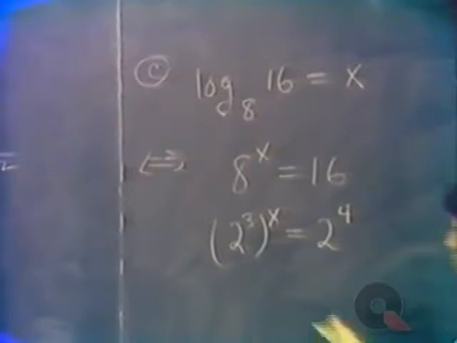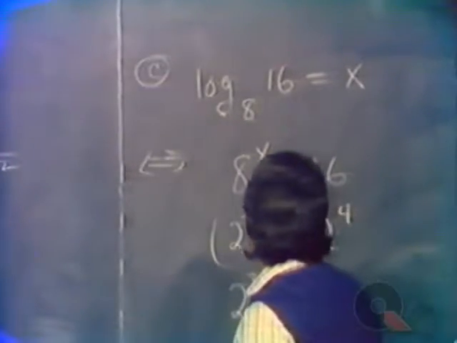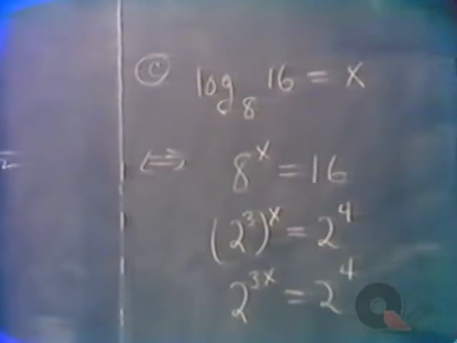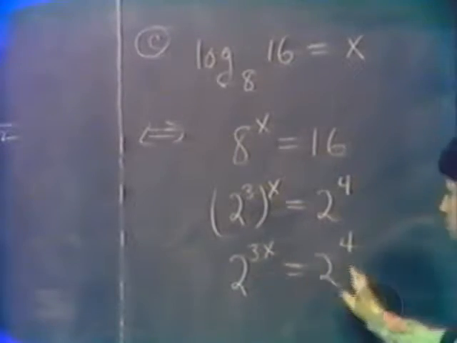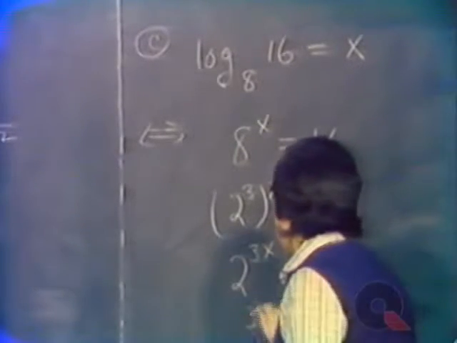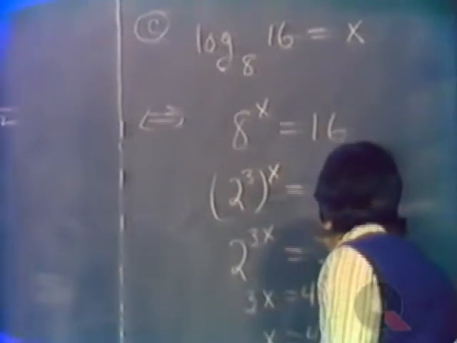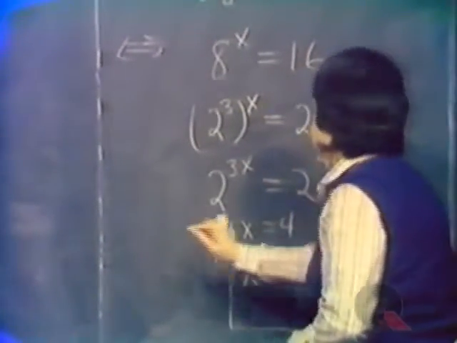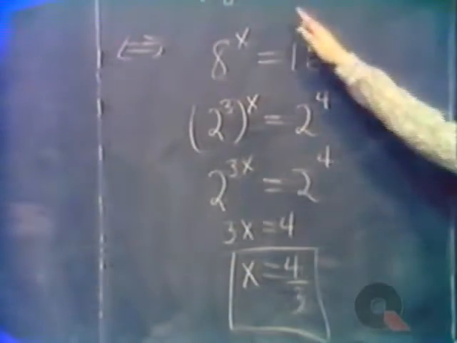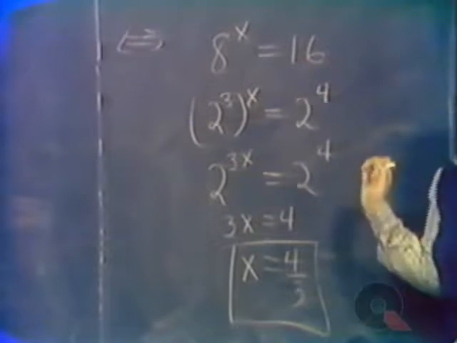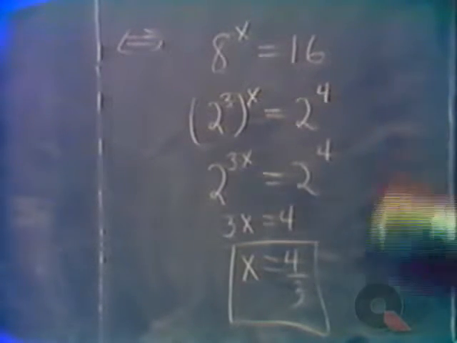And then we say that 2 to the 3x is 2 to the 4th power. And now we do have it in the situation where we have the same bases, and we simply can equate the exponents. 3x equals 4, x equals 4/3. 8 to the 4/3 power is 16. And this one is not obvious. It's not something that you would just do in your head like some of the other ones here. You'd actually have to work it out.